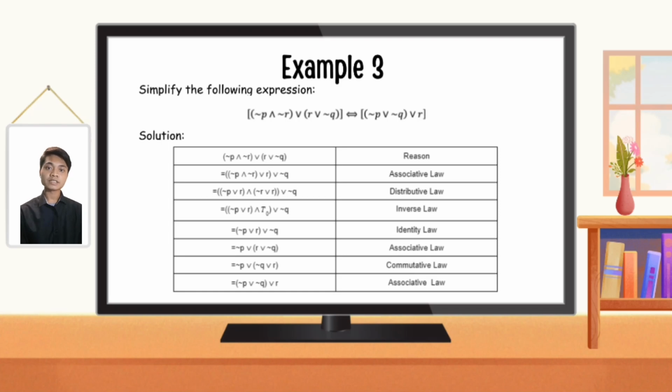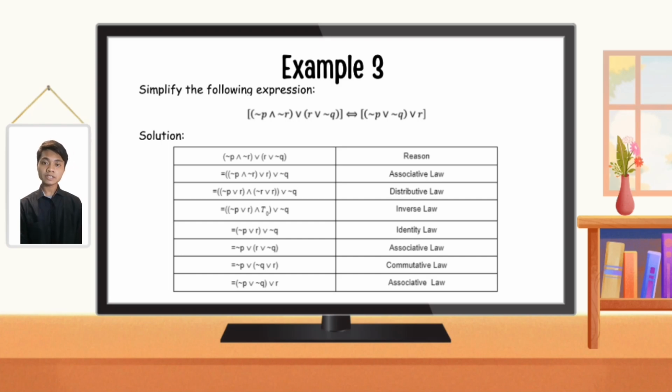And for the next step, we need to use the identity law, which is the T will disappear. So the answer is not P or not Q. For the next step, we need to use associative law again, which is we need to move the bracket. And after that, we need to use commutative law. This commutative law changes two places, and the answer is not P or not Q or R.